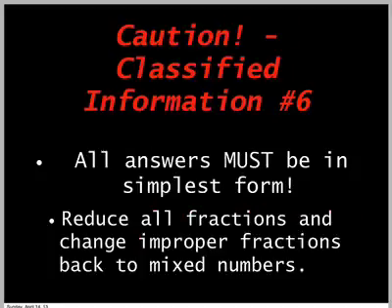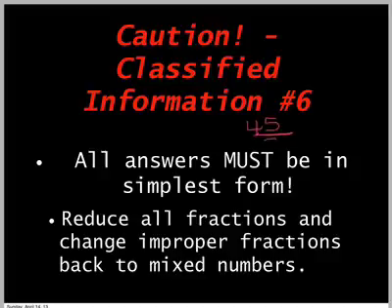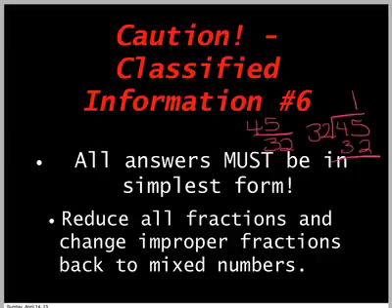Last piece of information is to simplify. So we have 45 over 32. That's an improper fraction, so we need to divide. So let's do that. We have 45 divided by 32. 32 goes into 45 one time. We subtract. We get 13 left over, so our final answer is 1 13/32.